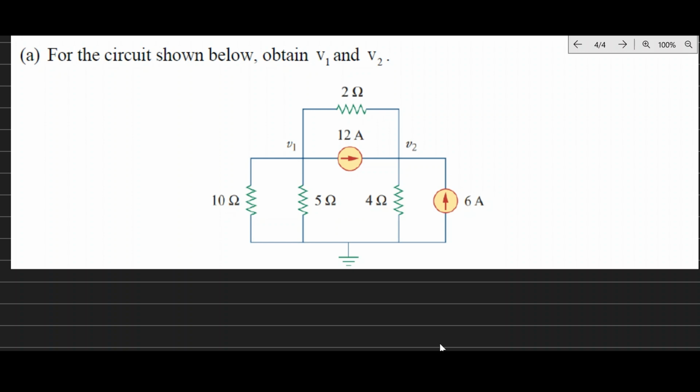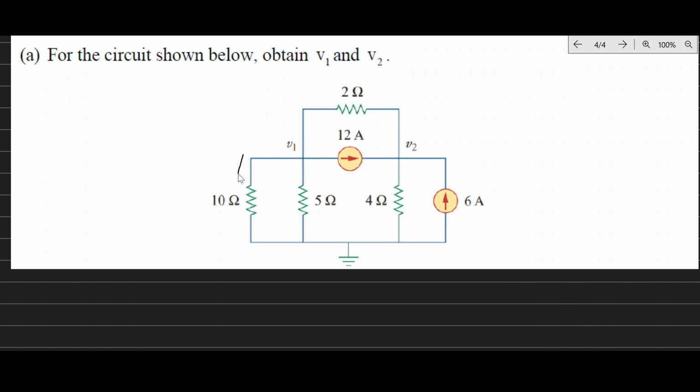What do I mean here? If you look at this problem, this is a node, because all those elements you can see are connected to it. I have a resistor here, a resistor here, a resistor there, and the current source there, so this is a node. Similarly, here you have another node. This element, this element, this element, and this element are all connected to that node. So this whole node is at the same potential.